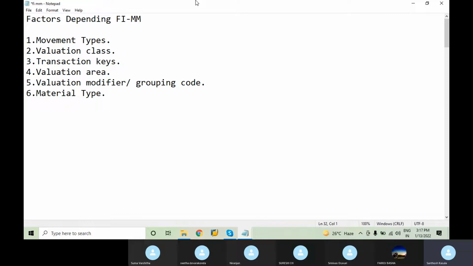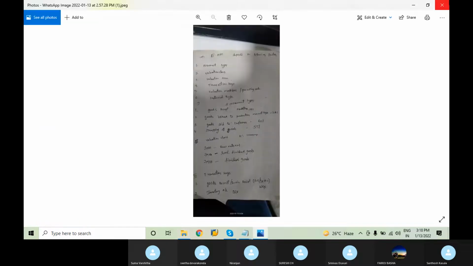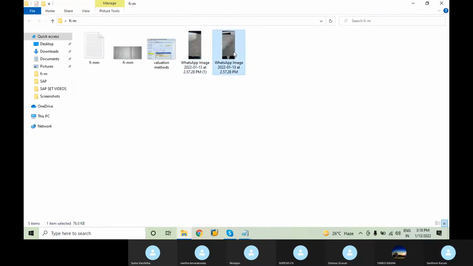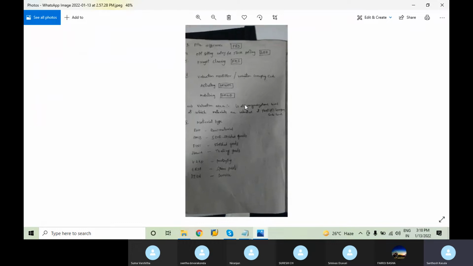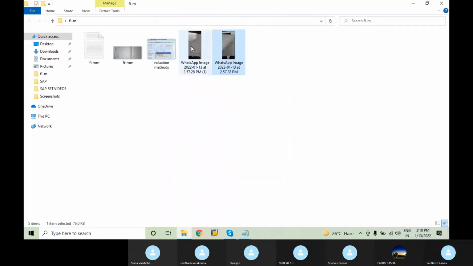Firstly, we'll see what a movement type is. Basically, when we receive goods, there is a movement. I am just sharing the picture of what I have written. One second.